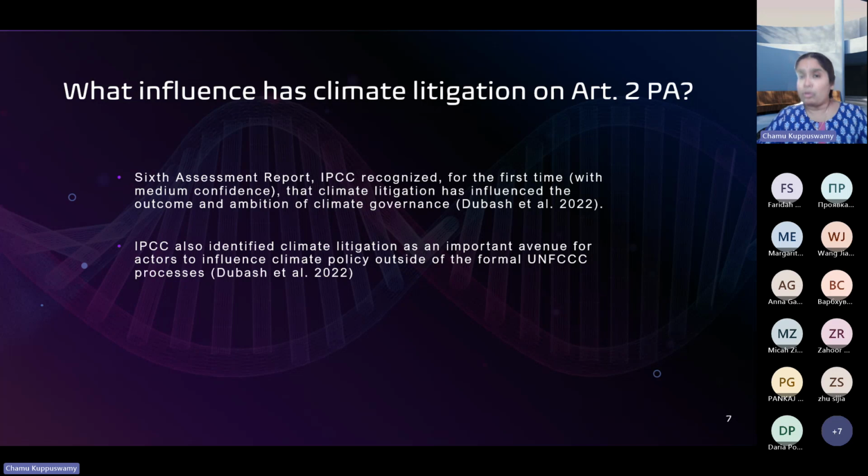And we should have more of such litigation in order to go from the medium confidence that the IPCC is professing to having a high confidence in this type of mechanism to influence the ambition, to up the ambition of climate governance with the parties to the Paris Agreement. So that's what we can deduce from this. And what the IPCC also identified was that climate litigation was an important avenue for actors to influence climate policy outside of the formal UNFCCC processes.